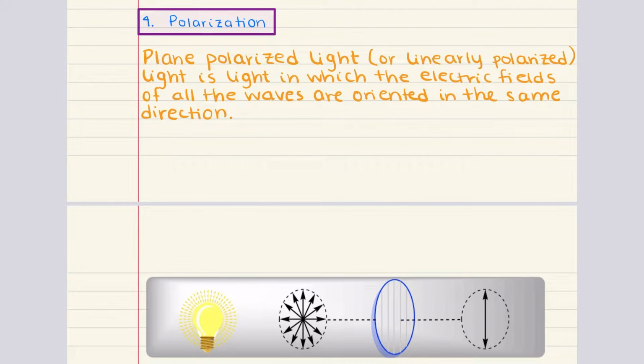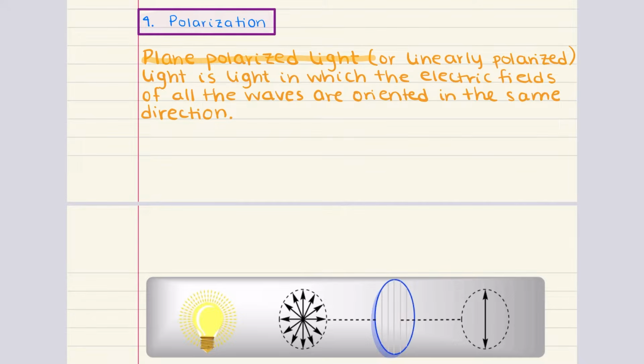Let's start with discussing plane polarized light. In plane polarized light, the electric fields of all the waves are aligned in the same direction. This means that rather than oscillating in multiple planes, the electric fields in plane polarized light are confined to a single plane perpendicular to the direction of propagation. To achieve this effect, light can pass through a polarizing filter, which only allows waves with electric fields oriented in a specific direction to pass through.